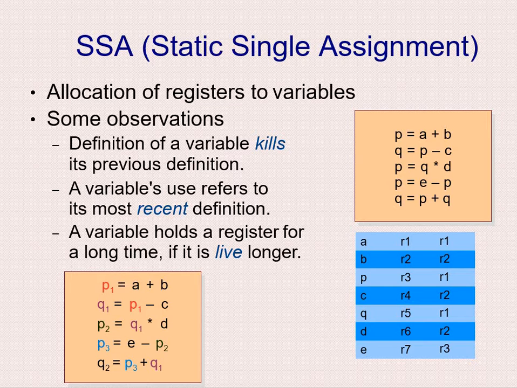Okay, suppose we have defined one variable, and suppose here we are keeping the value of this addition in this one, so we can use the value here. Okay, after that whatever value we can take, same register also for that one. So that we will see here, a variable's use refers to its most recent definition. Okay, suppose some variable value we have calculated, so the recent value only we will take. Okay, so a variable holds a register for a long time if it is live longer.